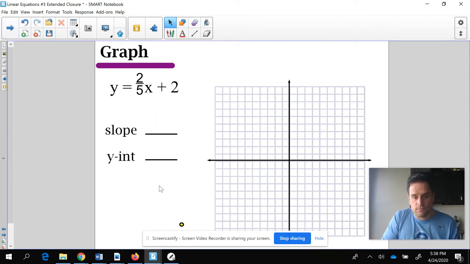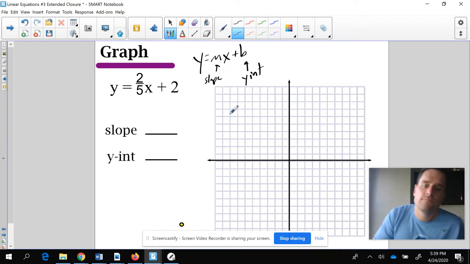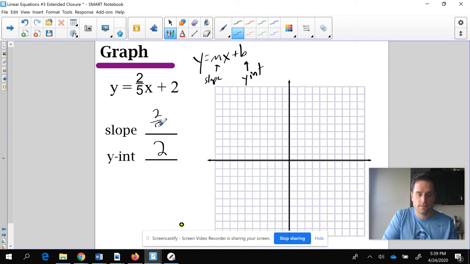Let's keep rolling. Now we're flipping it around where we have the equation y equals mx plus b. Let's write that down right off the bat. y equals mx plus b. This is your slope, and this is your y-intercept. And let's solve this. Your y-intercept is going to be 2. Slope is going to be 2/5. And if I said you need to graph this, we need to start with the y-intercept. The y-intercept is 2, so it's going to hit right there. There's 1, 2.